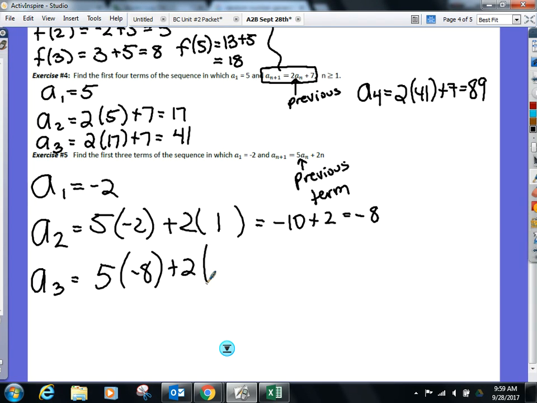Well, I'm on the third term. So what must I have plugged in for that subscript of n to get a third term down here? 2. Okay, I'm on the third term right here, a sub 3. So I must have plugged in a 2 for n to get 3. -40 plus 4, -36.